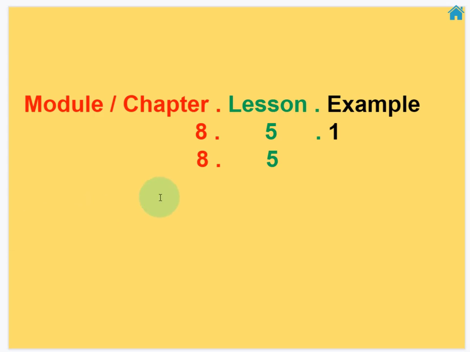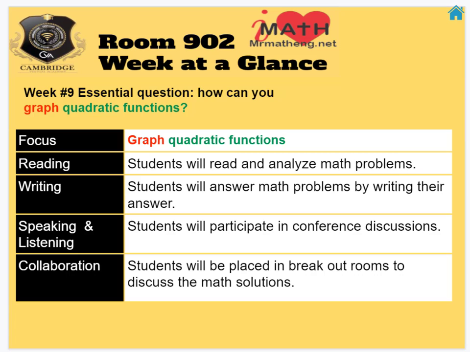Don't forget our numbering system. We're eventually now moving to ones, and then that's the lesson, and then that's the example. So all the introductions, if you notice, I'll have a 0. So if it's like 8.50, that means it's the introduction to that lesson. Central question: how can we graph quadratics?